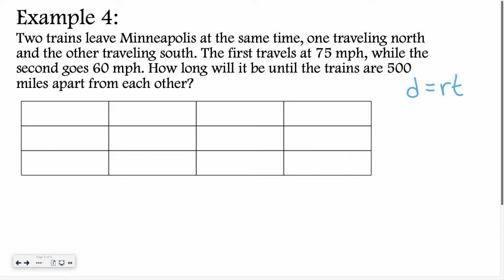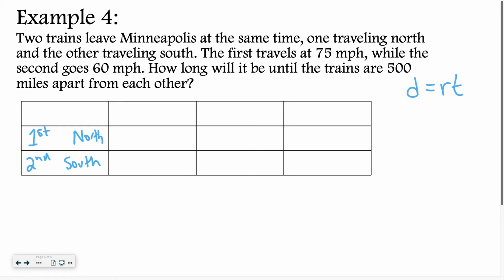Okay, now with that information, let's read the problem. 2 trains leave Minneapolis at the same time, one traveling north and the other traveling south. The first travels at 75 miles per hour, while the second goes at 60 miles per hour. How long will it be until the 2 trains are 500 miles apart from each other? So we have our first train, so we'll call this one the north. And then we have our second train, we'll call this one the south.